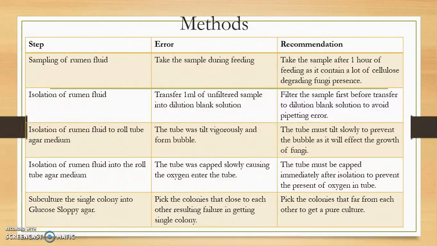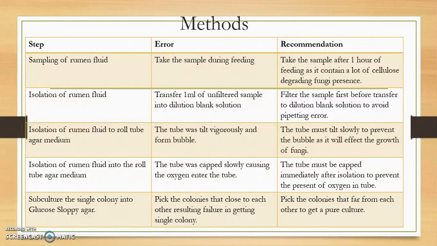Next is isolating the rumen fluid to the roll tube agar media. There is also an error that occurs when doing it, as there is a bubble present in the agar. So how are we going to prevent it? We must tilt the tube slowly, but we have to tilt it to make sure the agar and the sample are mixed well.